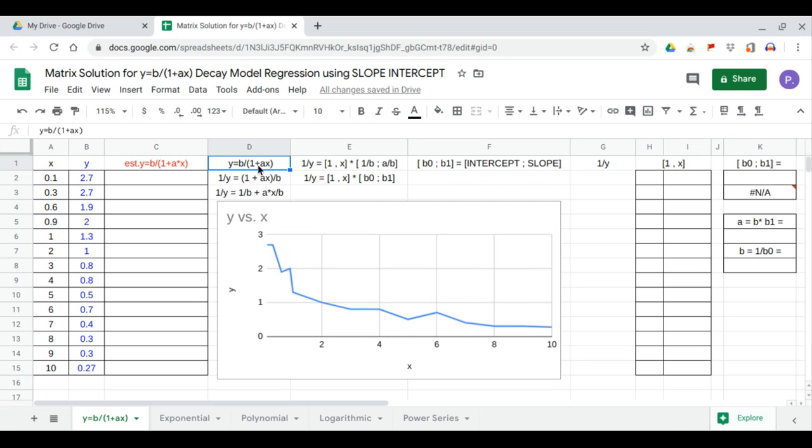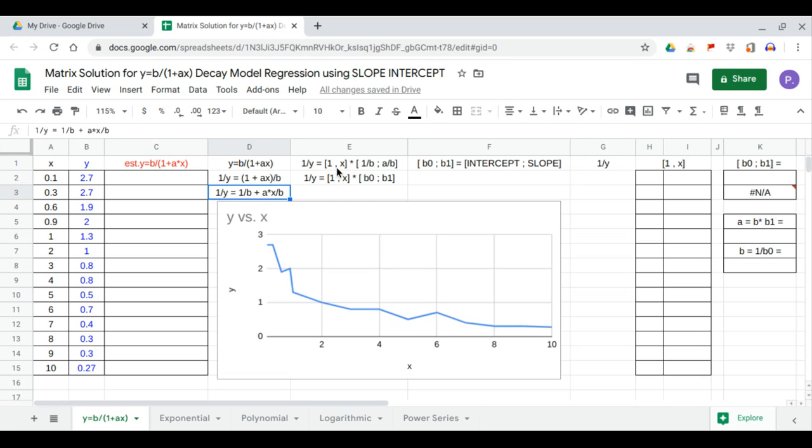So the equation is y equals b all over 1 plus ax. Taking the reciprocal, you have 1 over y equals 1 plus ax all over b. And factoring out, you have 1 over y equals 1 over b plus ax over b.